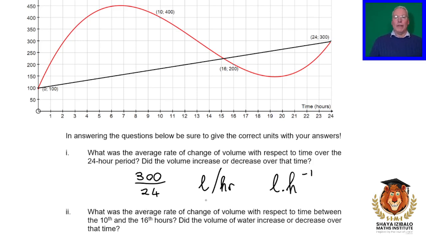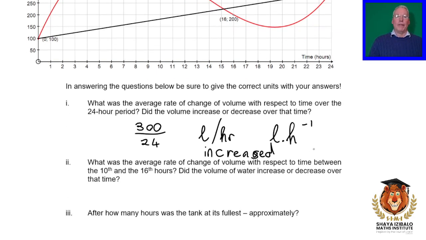It says, did the volume increase or decrease over that time? And the answer is that it increased. The reason it increased is because this rate of change, this gradient, this rate of change of water with respect to time, is positive. Positive rate of change. I'm just going to write that here with a red pen.